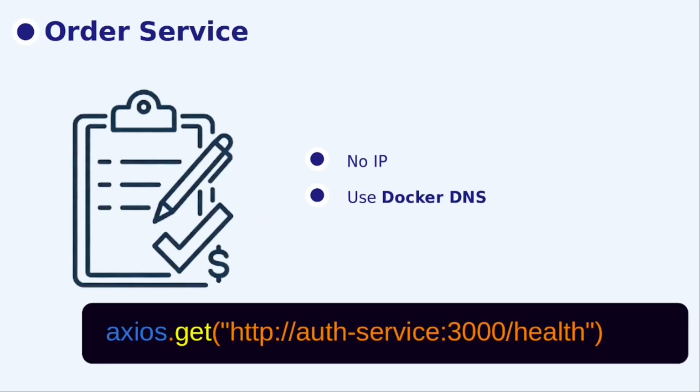Order Service. This is where things get interesting. The Order Service needs to call another service. Notice there are no IP addresses, only the service name. This works because of Docker DNS. This is real microservice communication, dynamic and decoupled.